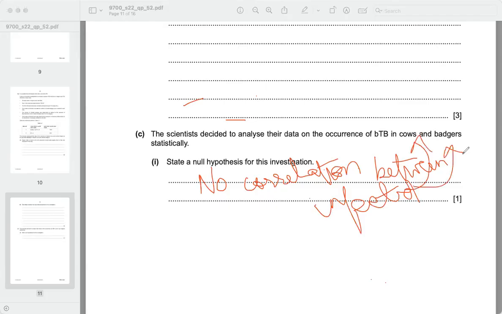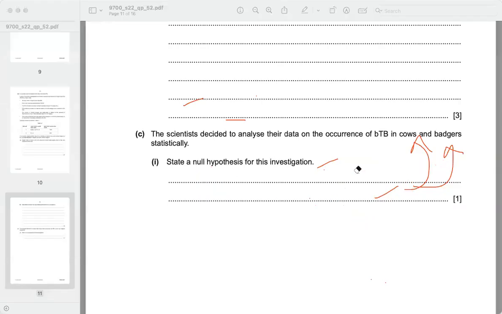So when we are talking about a null hypothesis, we have to use the word correlation. Please make sure that the word correlation is used for a null hypothesis. Do not forget that term.